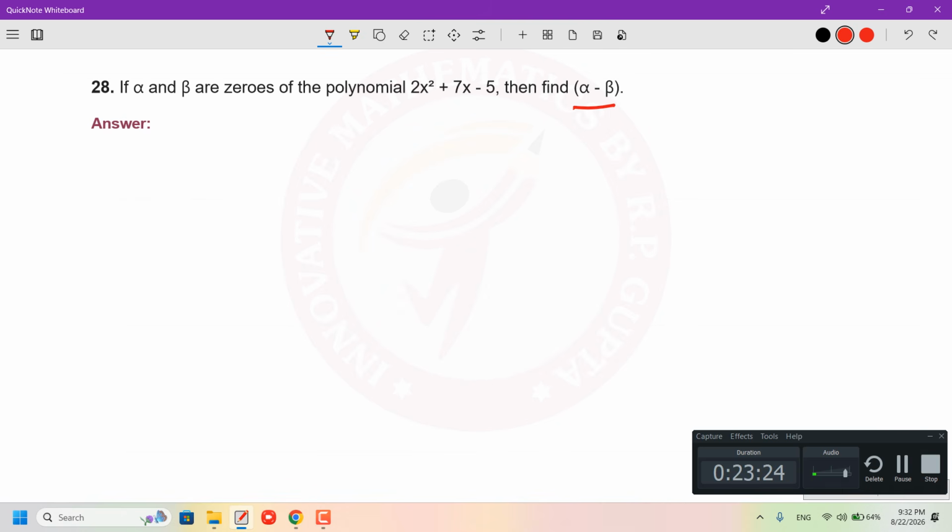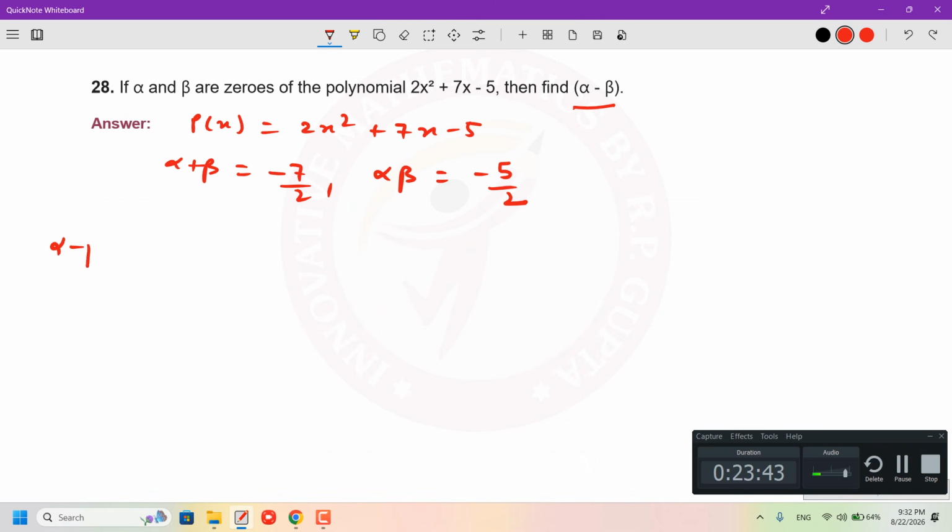Find alpha minus beta. So when alpha and beta are the zeros of this polynomial, that is 2x square plus 7x minus 5, alpha plus beta equals minus 7 by 2 and alpha into beta equals minus 5 by 2. Now what is alpha minus beta whole square? Alpha square plus beta square minus 2 alpha beta. So we don't have the value of alpha square plus beta square, so what will we do?